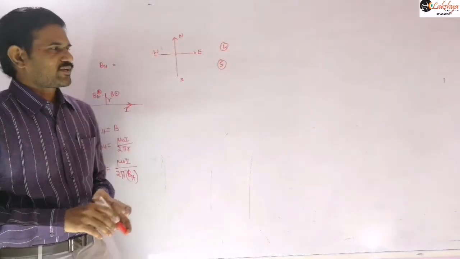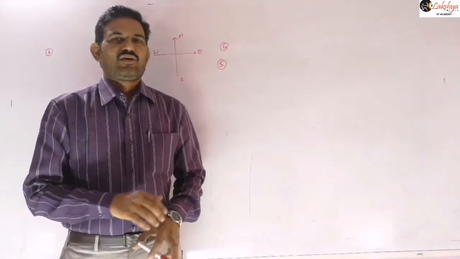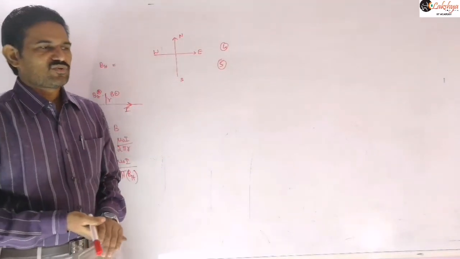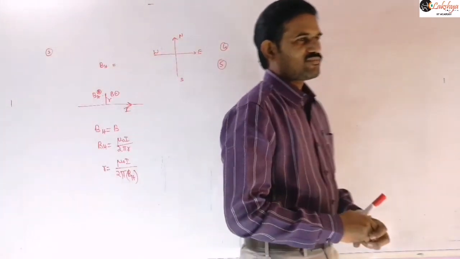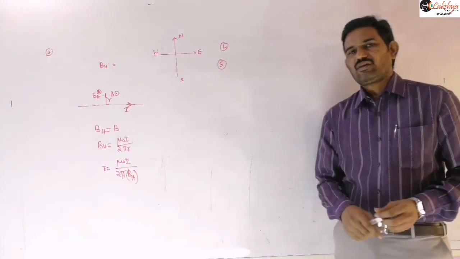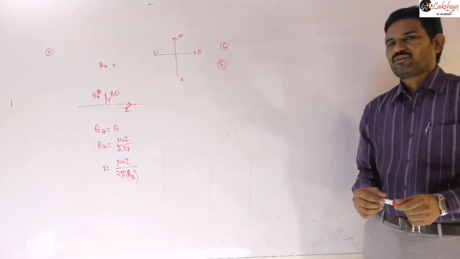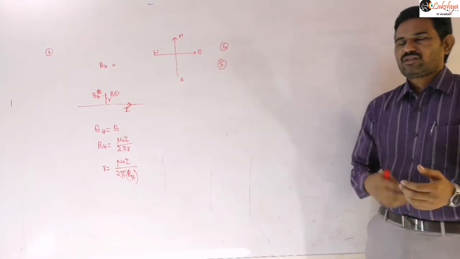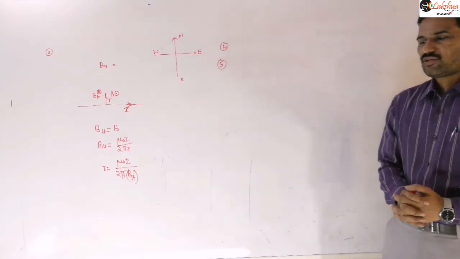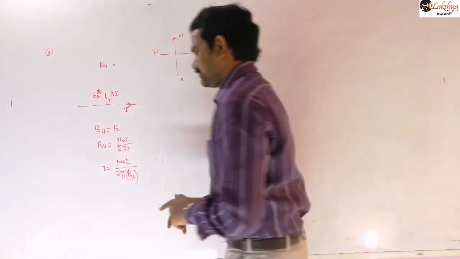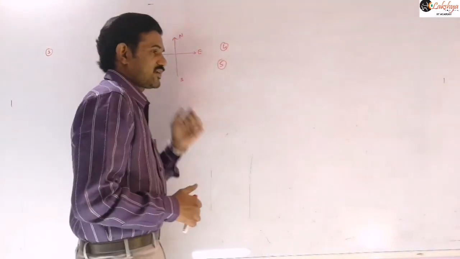When the current carrying conductor is placed vertically, such that the current is flowing in the upward direction, then a neutral point may be formed on the west side of the conductor.